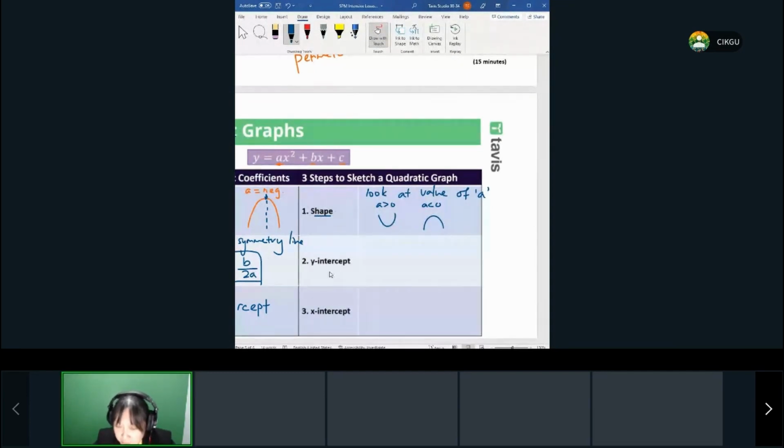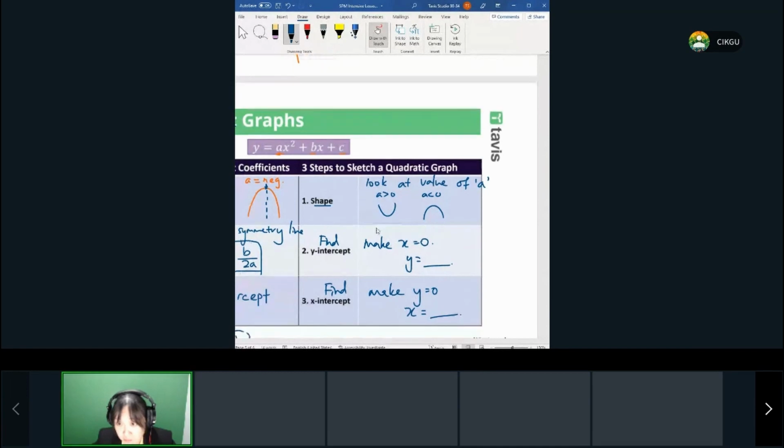Okay. Next step, find the y-intercept. So make x equals to 0. Then you find what is the y value. So get the y-intercept out first. Then after you find the y-intercept, you must also find the x-intercept. Make y equals to 0. Then solve, x will have some values.